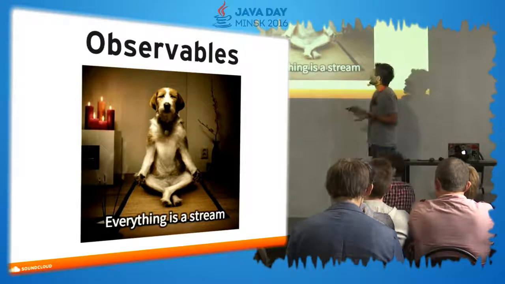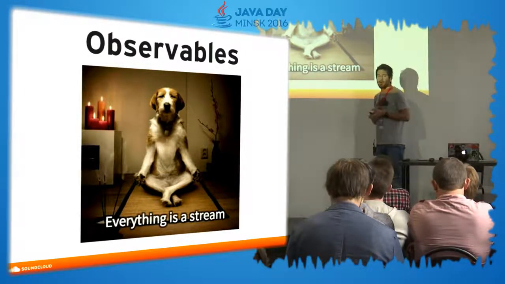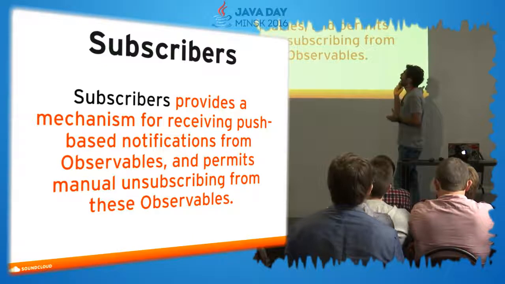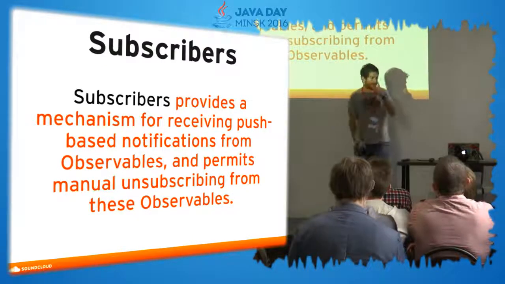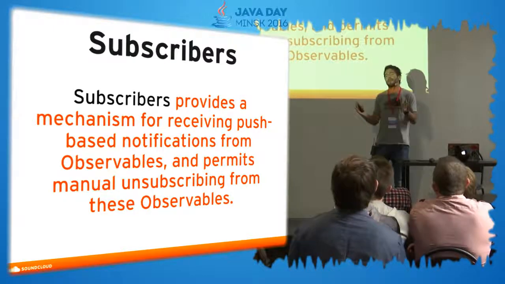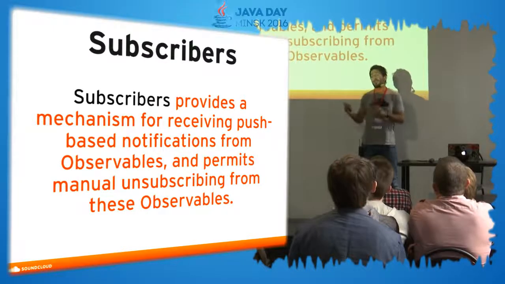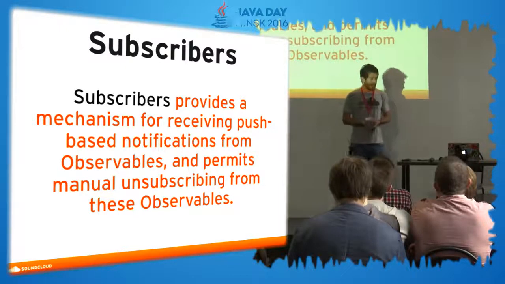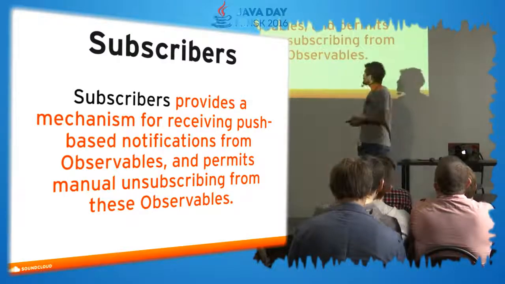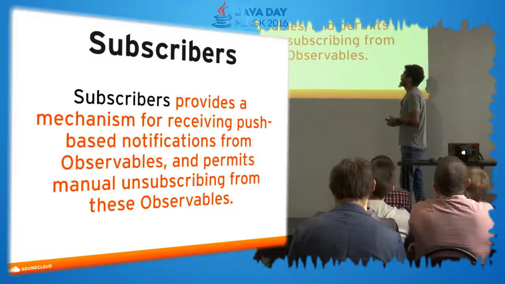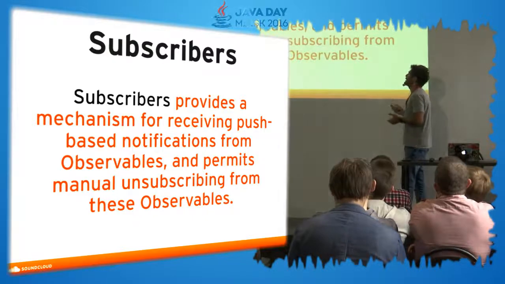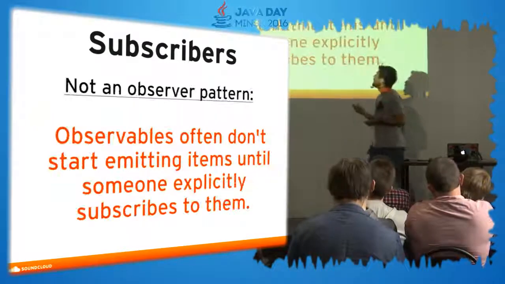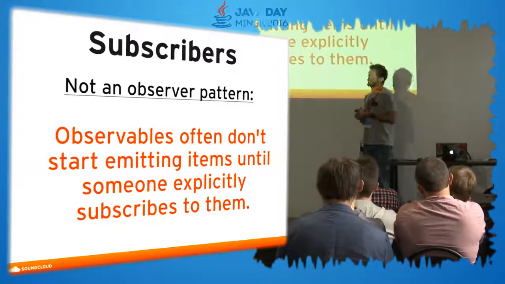In RxJava everything is a stream. All the items we are emitting are a stream of items. Subscribers. So what is a subscriber? Again, the subscriber is the guy who's going to receive all those push notifications coming from the observable, right? No more to say here. This is the formal definition of a subscriber, but keep that in mind, it's pretty simple. Again, it's an observer pattern.